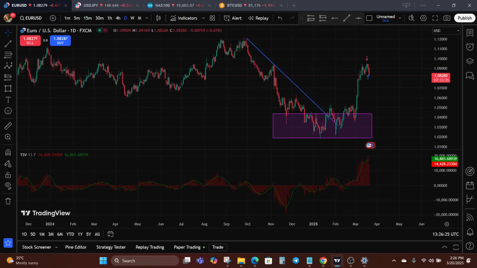So to identify optimal entry points, you just look for a combination of strong price movement and increasing volume, especially during breakouts or pullbacks. So you can see we had a pullback here.